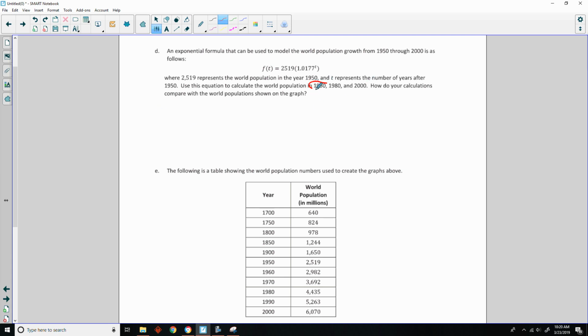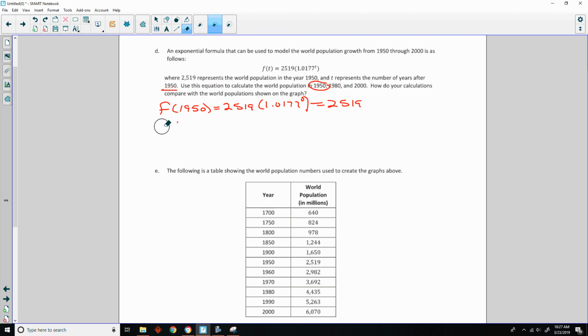So in order to answer this question, our t is 1950, so I say f of 1950 equals 2,519 times 1.0177 to the power of t, which is 1950. Okay, so I just need to make one small change here. When I plugged that value in, the number was ginormous, so I realized I had made a mistake. And we're talking about 1950 being the beginning, so that's year 0. And as it says, use the equation to calculate the world population. T represents the number of years after 1950. Well, how many years are after 1950? 0. It is 1950. So this to the 0 power is 1, so f of 1950 equals 2,519.